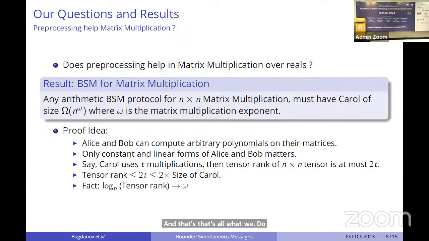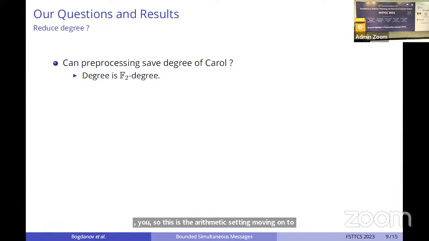So this is the arithmetic setting. Moving on to the next setting, where Carol is a low degree polynomial.